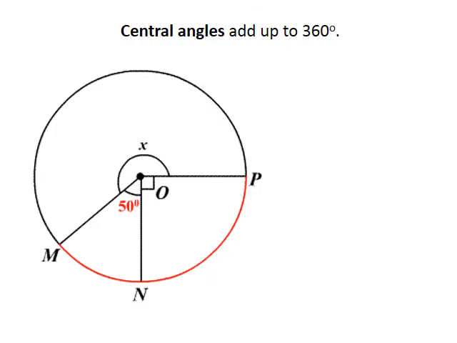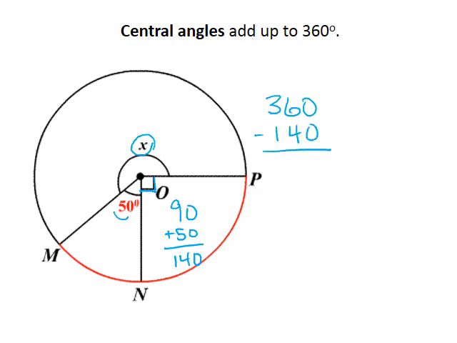Okay, central angles add up to 360. We've talked about that. So if this section is 90, we can tell because it has the square here. And this section is 50. We can add those two together. We get 140. And so angle X, all we do is subtract what we know from the total of the circle. So does that sound right? So angle X would be 220 degrees.